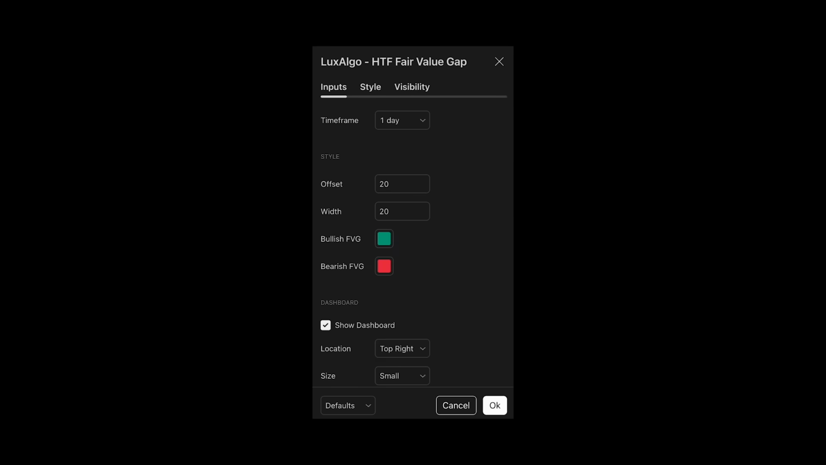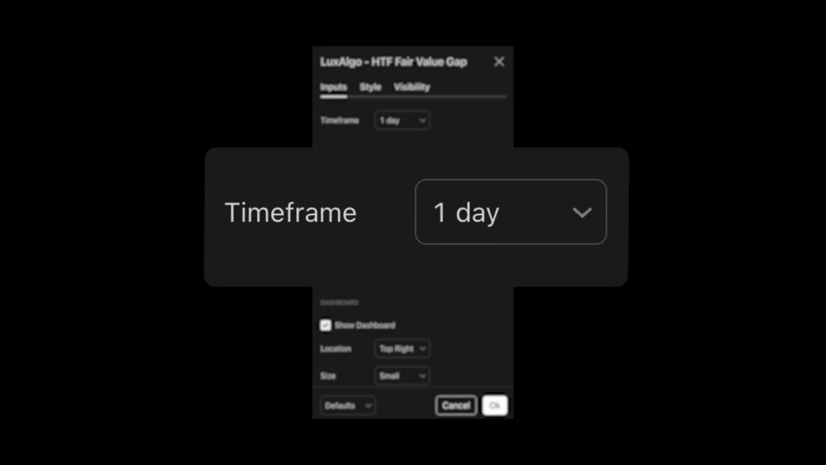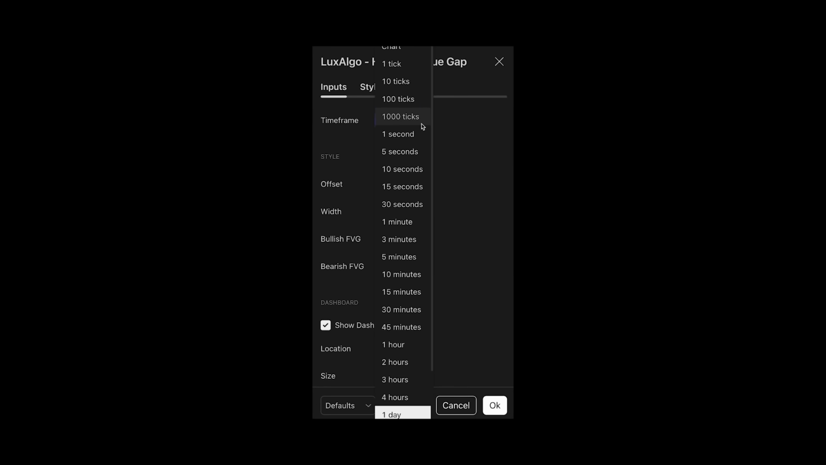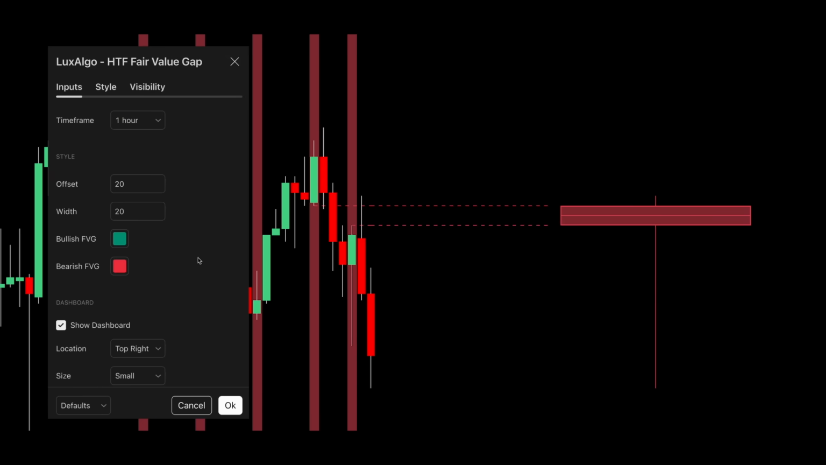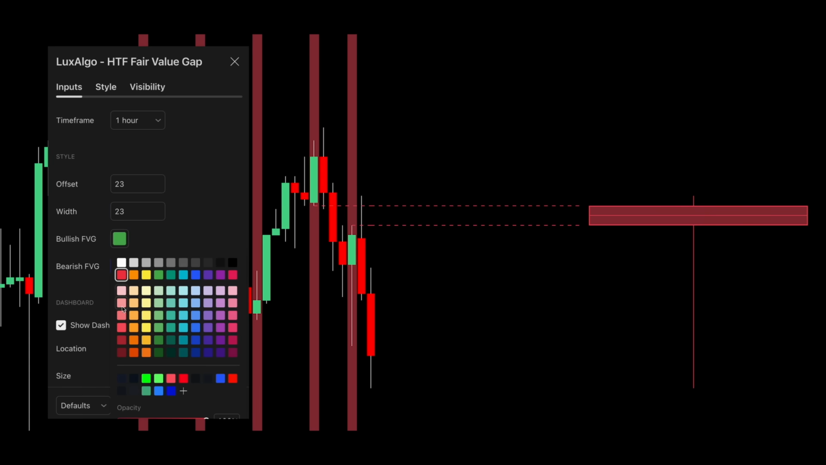Inside the indicator settings, you'll find a few key options. By default, the tool tracks the most recent daily fair value gap, but you can switch to any higher time frame you prefer. You can also customize the styling, adjusting the offset to control how far the gap is drawn from current price, the width of the visualization, and of course, the colors used for detection.